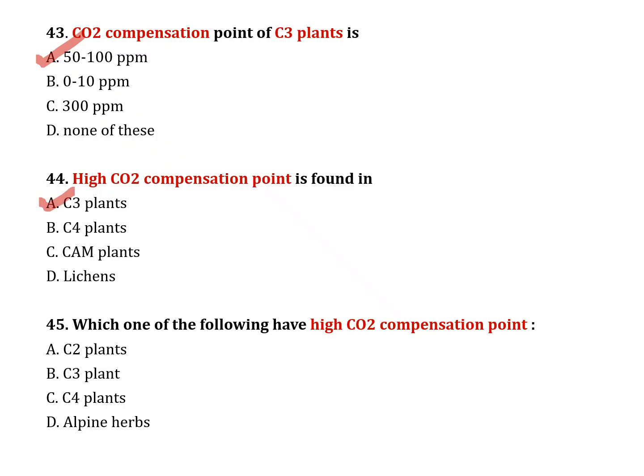The next question, number 45. Which one of the following has a high carbon dioxide compensation point? Option A, C2 plant; option B, C3 plant; option C, C4 plant; option D, alpine herb. Correct answer is option B, C3 plant.